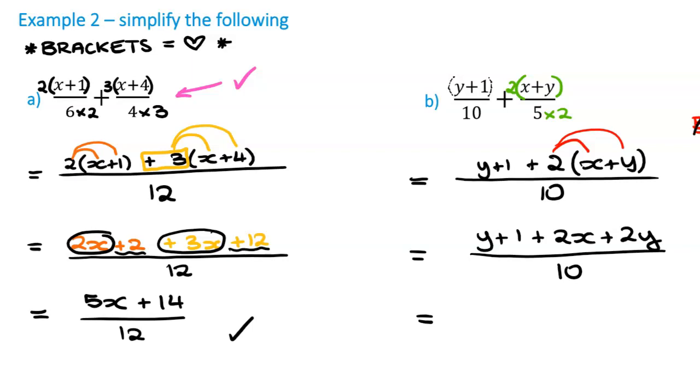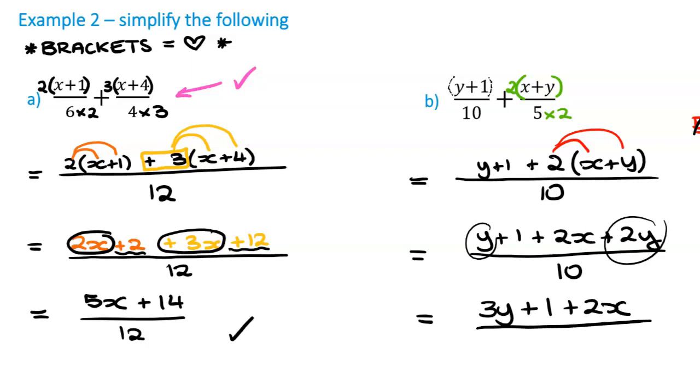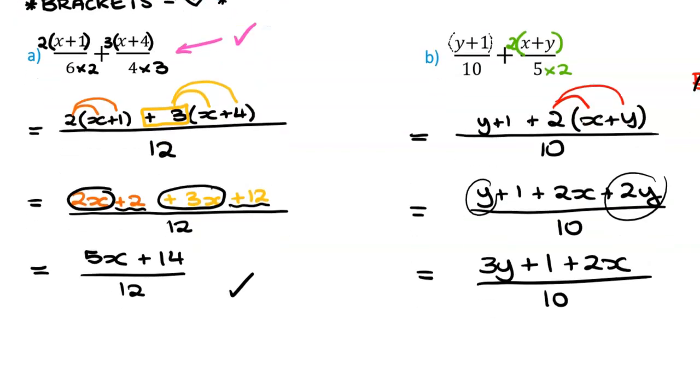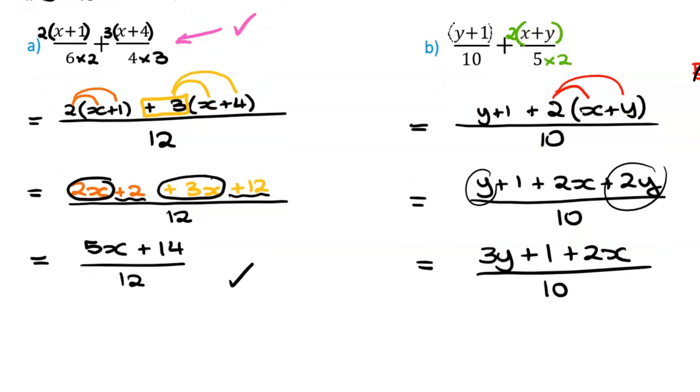Okay, so looking at like terms here, I notice we've got a y and a plus 2y. So let's put that together, 3y plus 1 plus 2x. You could have written that in any different order. You could have had 2x plus 3y plus 1, 2x plus 1 plus 3y, so long as you're just careful with it. And that's our final answer.